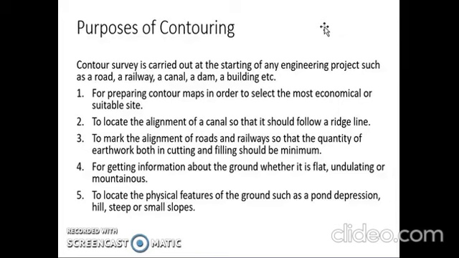The fourth point is similar to what we do for profile leveling. In profile leveling, we find out the profile of the surface only in one line, at equal intervals. Here we carry out the same profile leveling maybe in a radial manner or for a certain ground surface. It's a plot, but it's not a straight line, and we get the profile of the entire ground in detail. It is also used to locate the physical features of the ground, such as a pond, depression, hill, steep or small slopes.